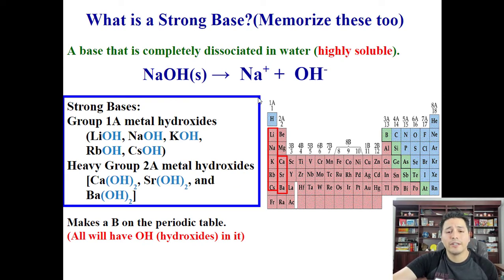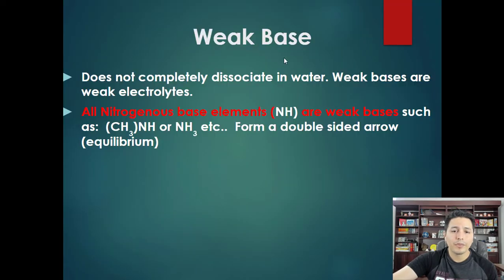Okay, and I should also tell you guys that your strong bases will always have hydroxide in there, and that's simply because hydroxide is a base. Remember, hydroxide from that first PowerPoint is a base. So you should also know, because it's a base and it's strong, you're going to have that single arrow again. Okay. So let's look at our weak bases. Our weak bases don't completely ionize in water or dissociate. These are going to be your weak electrolytes as well.